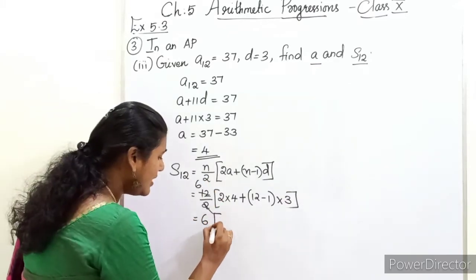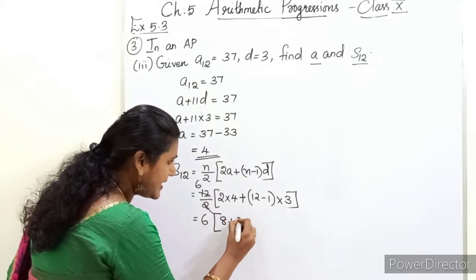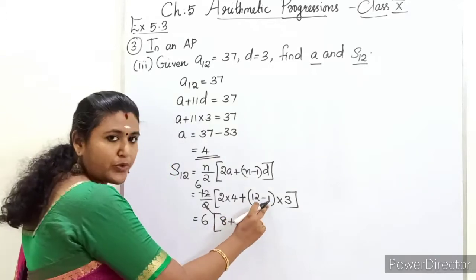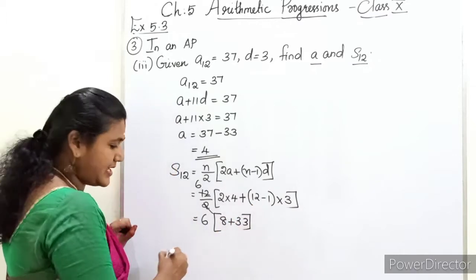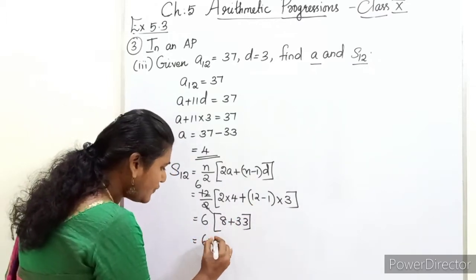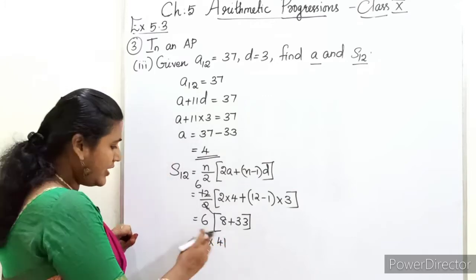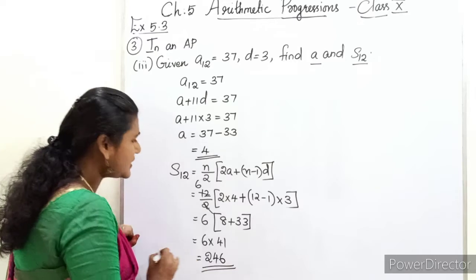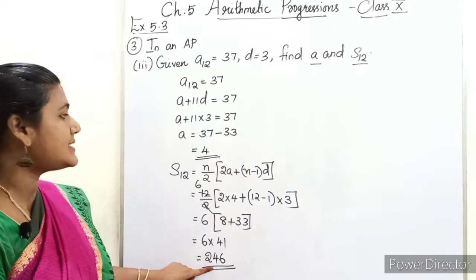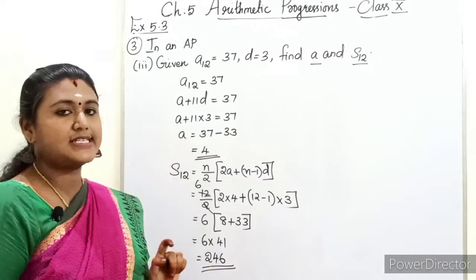6 into 8 plus 33. So here 12 minus 1 is 11. 11 into 3 is 33. So 8 plus 33, that is 6 into 41. So if you multiply this, 246 will be the answer. So S12 is 246 and the value of A is equal to 4.